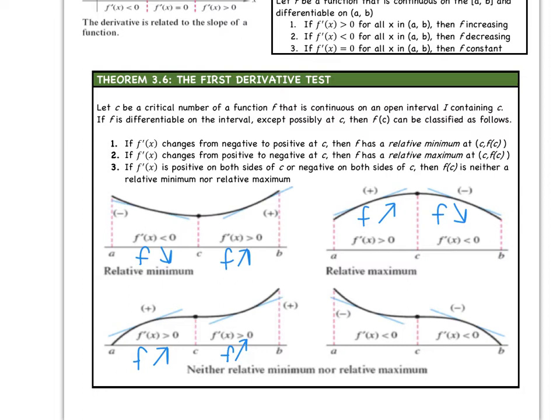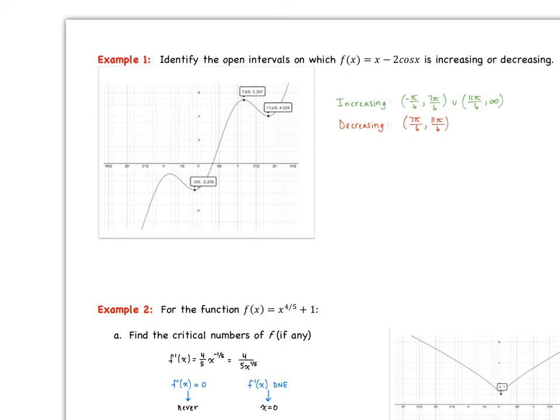Same goes for the diagram on the right here. f prime is negative to the left of c, so f is decreasing. And it's still negative over here, so f is still decreasing. So even though we have a critical number, it's not a relative extrema. Let's look at a few examples.